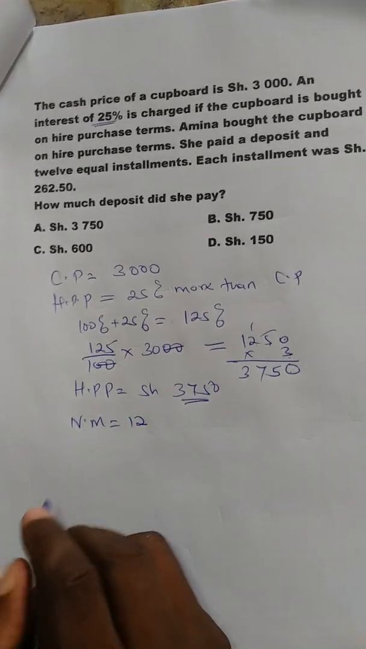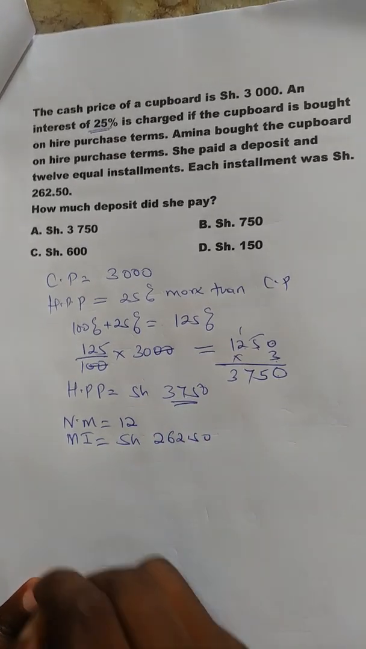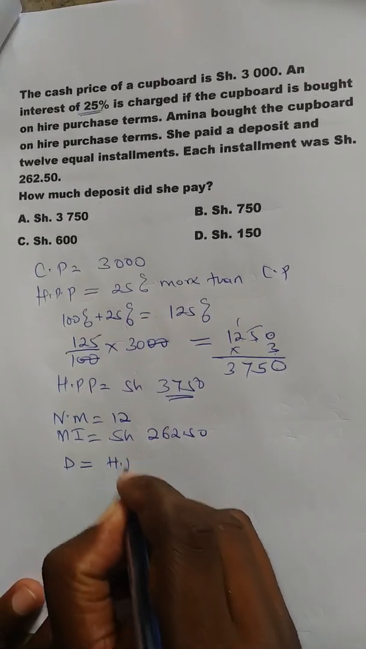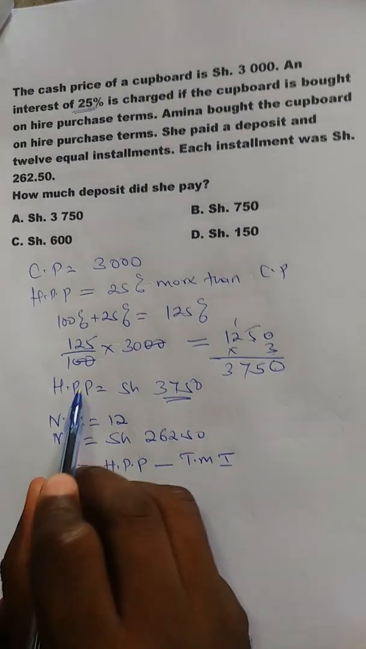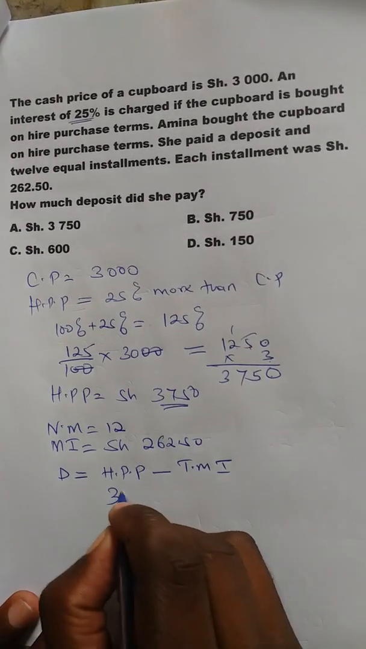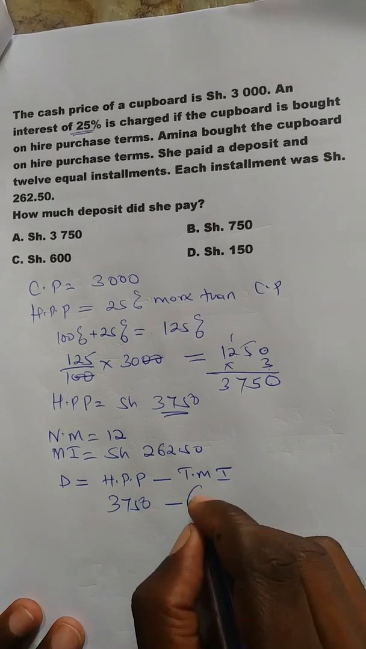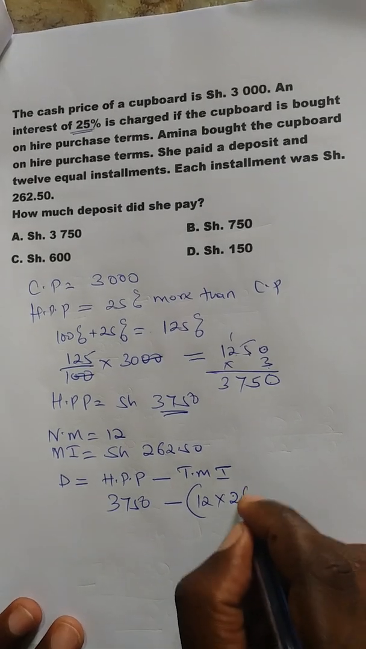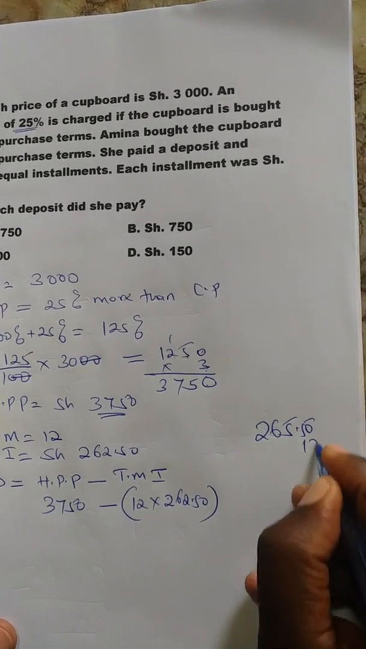The number of months is 12, and each monthly installment was shillings 262 and 50 cents. So what is the question asking? How much was the deposit? Deposit is equal to higher purchase price minus total monthly installments. Our higher purchase price we have found is 3,750 minus our total monthly installments, which is given by the number of months times the monthly installment of shillings 262 and 50 cents. We multiply 262 and 50 cents times 12.